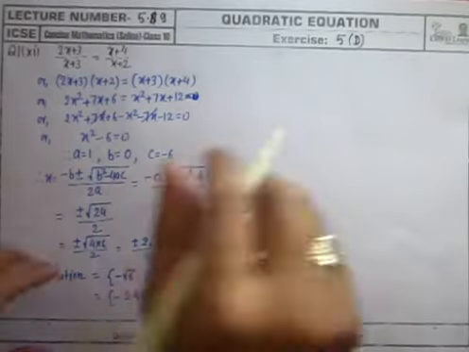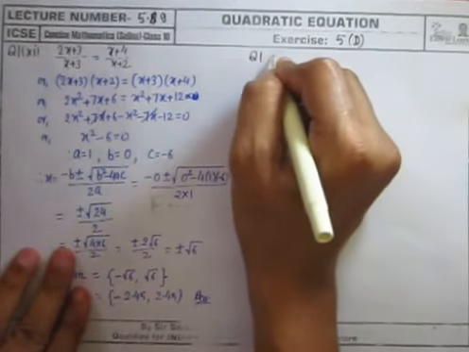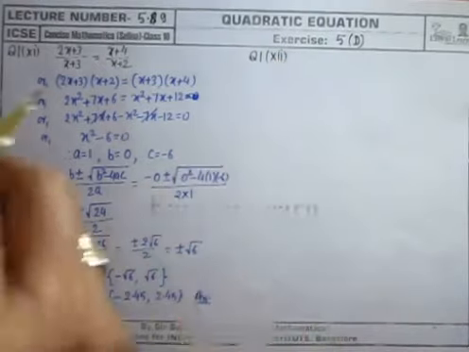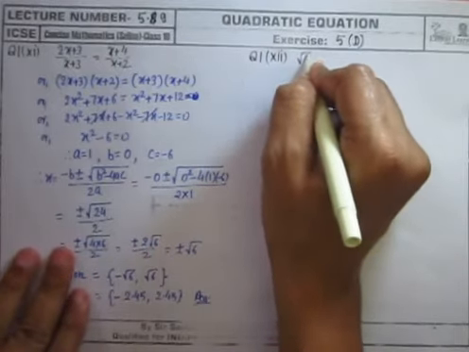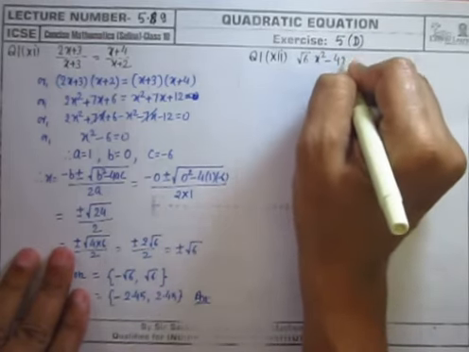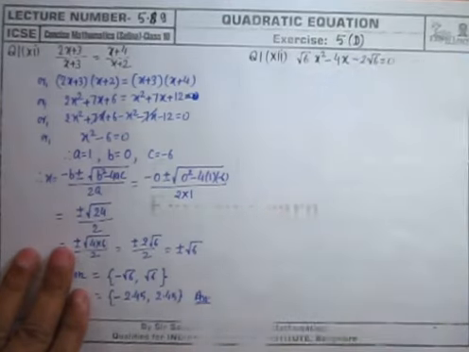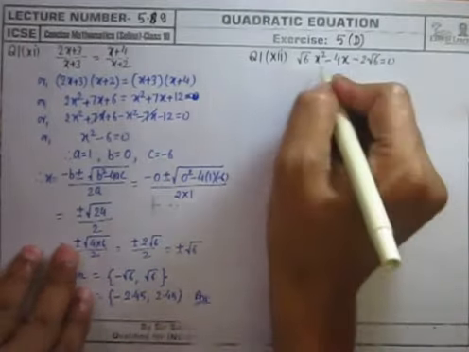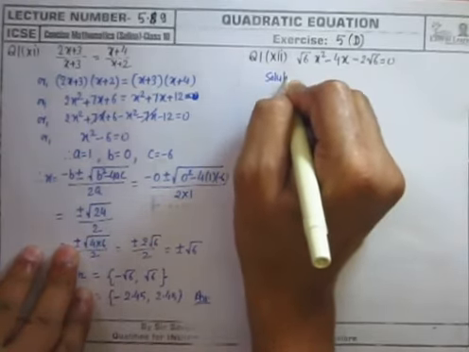Now question number 12. The question is √6 x² - 4x - 2√6 = 0. So this is the equation. It is already given in arranged form, so directly we will compare.